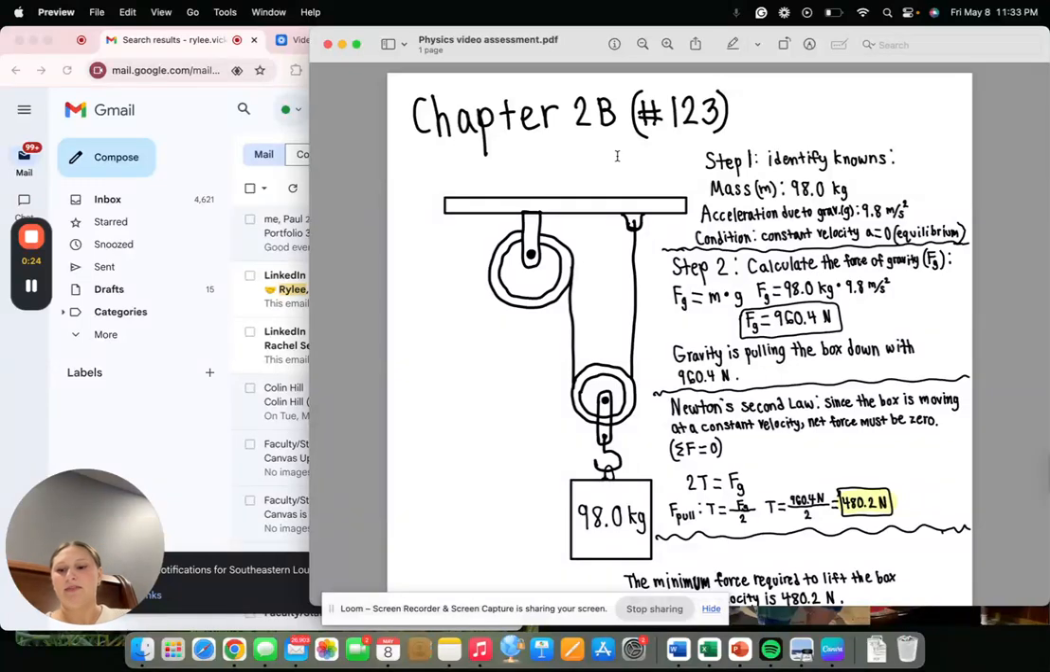And then by analyzing the forces, we see that the movable pulley splits the weight of the 98 kilogram box between two segments of rope. This gives us a mechanical advantage of 2. We first converted the mass to a weight of 960.4 newtons, then determined that since two ropes support the load, we only need to provide half of that force.